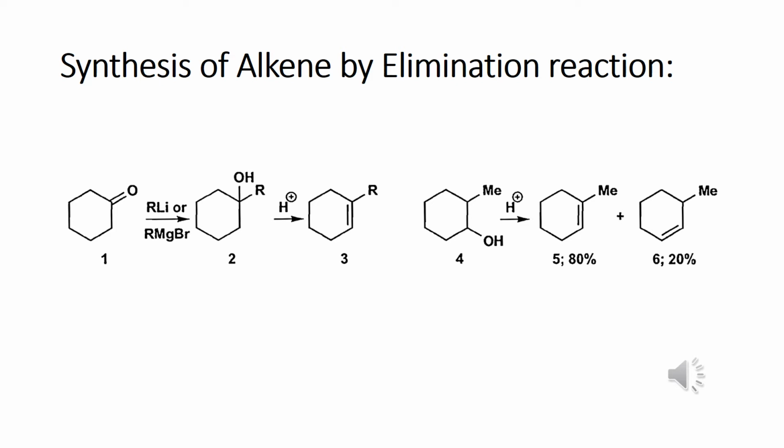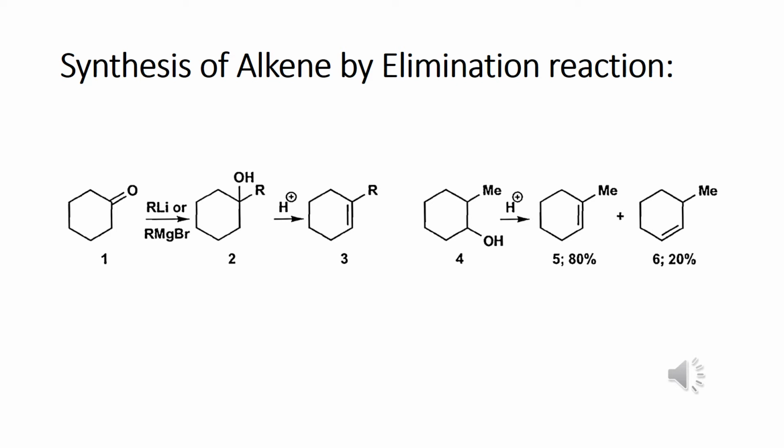The acid must be fairly strong for this job and must have a non-nucleophilic counter ion to avoid substitution reaction. That is the condition for this type of elimination reaction. I repeat, the condition for this type of elimination reaction is that the acid must be fairly strong for this elimination and must have a non-nucleophilic counter ion to avoid substitution.